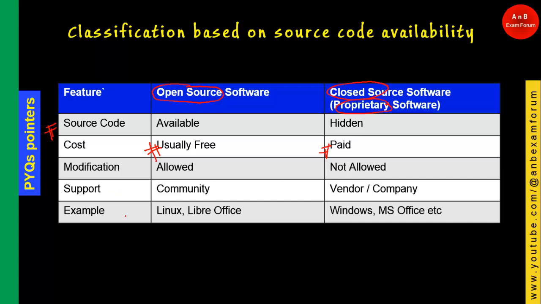The very famous example you have heard, Linux operating system, that is open source software, whereas if you talk about Windows and MS Office, all those are proprietary software of the Microsoft company. So the basic difference, generally these are asked in the exam. If they ask you an example like Linux is what type of software, your answer should be open source software.